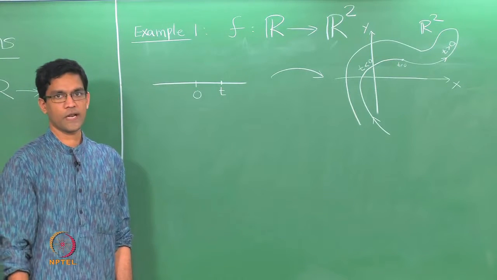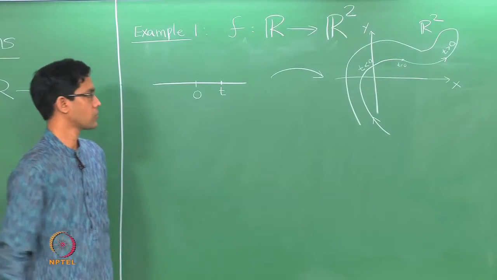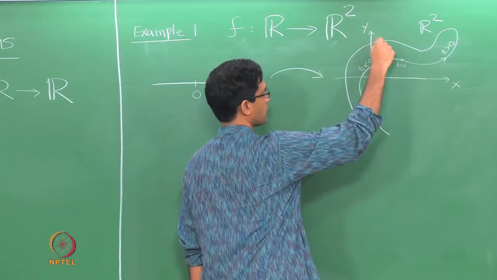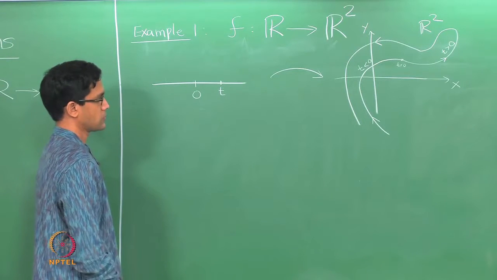So a good mental picture to form of this function is in terms of the curve that it traces out on the plane. The curve of course also comes with a direction. It tells you the direction in which you move as t increases. So let us do an example.